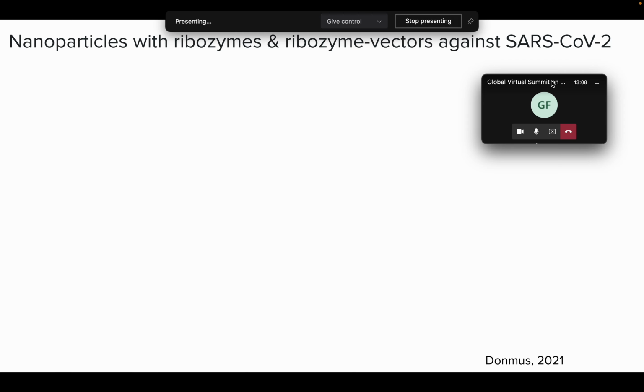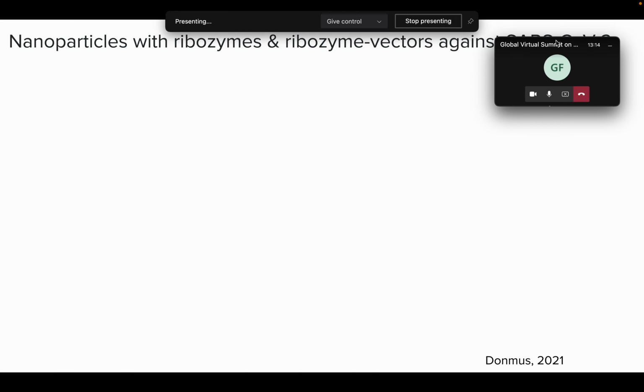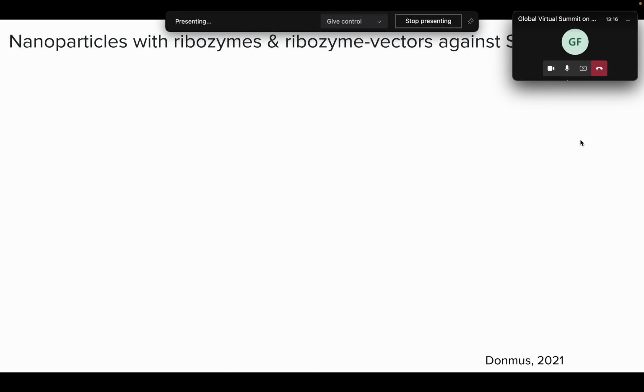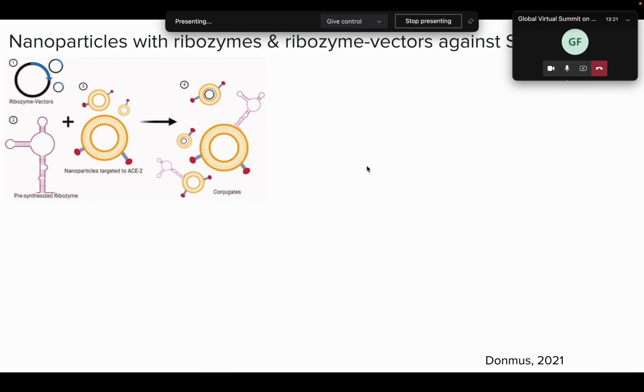Next, I'll move on to the nanoparticles with ribozymes and ribozyme vectors against SARS-CoV-2. This is the latest virus in the pandemic, and is one of the most relevant infectious diseases. So here we have the ribozyme vector, a vector with the ribozyme integrated into it. And then you also have pre-synthesized ribozymes. So you add these to lipid nanoparticles targeted with ACE2. So these lipid nanoparticles have ACE2 on their surface, and then you have a ribozyme conjugated to it.